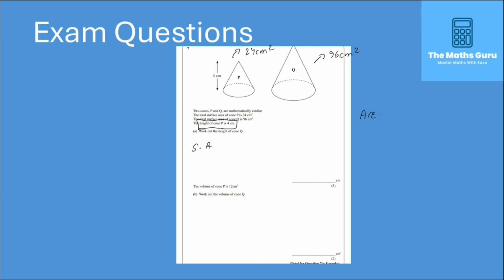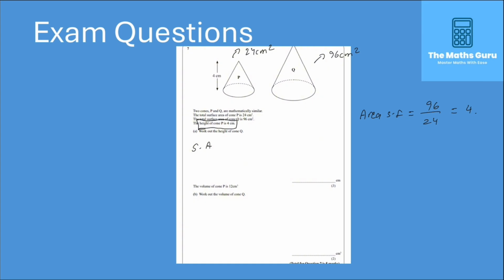So we first work out our area scale factor, which is going to be 96 divided by 24, which is going to be equal to 4. That is our area scale factor. Our length scale factor is going to be, from our table, 4 square rooted, which is 2. So to go from our smaller cone to our larger cone, we times by our length scale factor. So we have our height of cone P is 4, so we need to times by 2 to get 8 centimeters as our larger height.